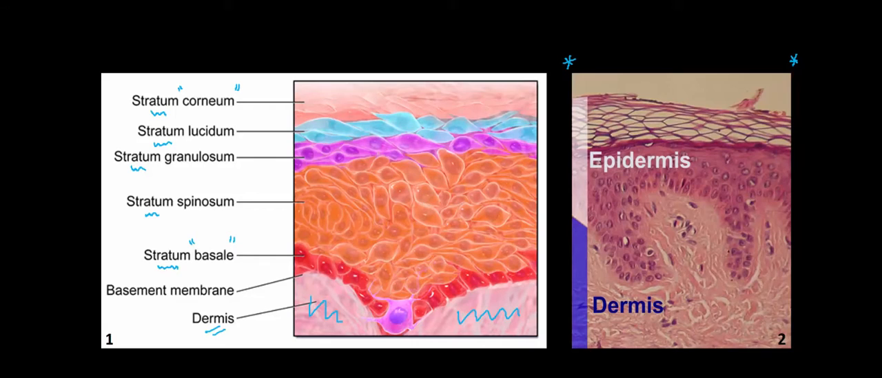There are two main cell types that we want to talk about in this context. The first cell type is the keratinocyte. And the keratinocyte is the most common type of cell in the epidermis. It makes up essentially the bulk of the epidermis.